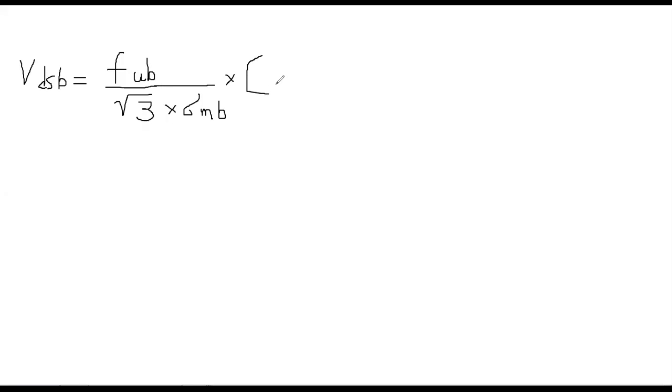Nn multiplied by Anb plus Asb. Asb is the area of shank multiplied by Ns, that is the number of shearing planes in shank. The value is 1. Okay, so this is our basic formula.